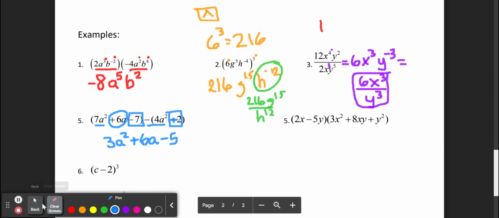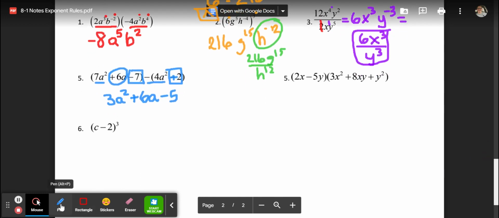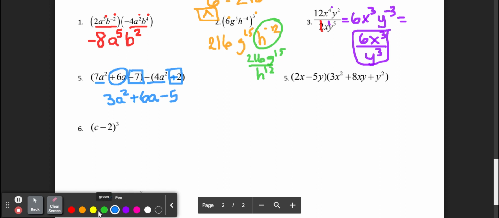Okay, number 5 and 6 are a little bit longer because not only do we have to multiply, we have to add our exponents together. So let's look at number 5. I'm going to multiply the first term times all 3 of these terms.